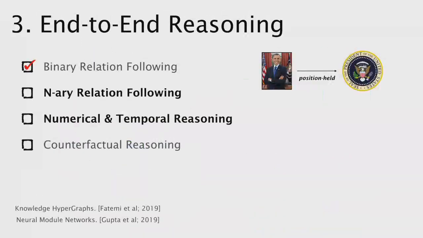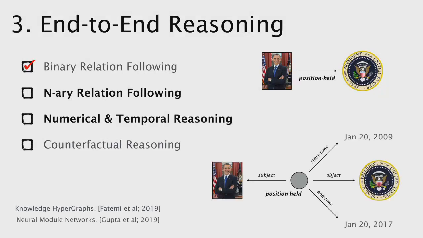And lastly, reasoning. What I described today was binary relation following, where we are interested in facts like these. But a lot of knowledge is actually n-ary. Maybe you have a subject and an object, but you also have a start time and an end time of the relationship. Currently I'm working on generalizing the methods I presented today to handle higher order facts like these, and also look at temporal reasoning. Can you answer questions like who was president after Nixon and before Obama, for example?